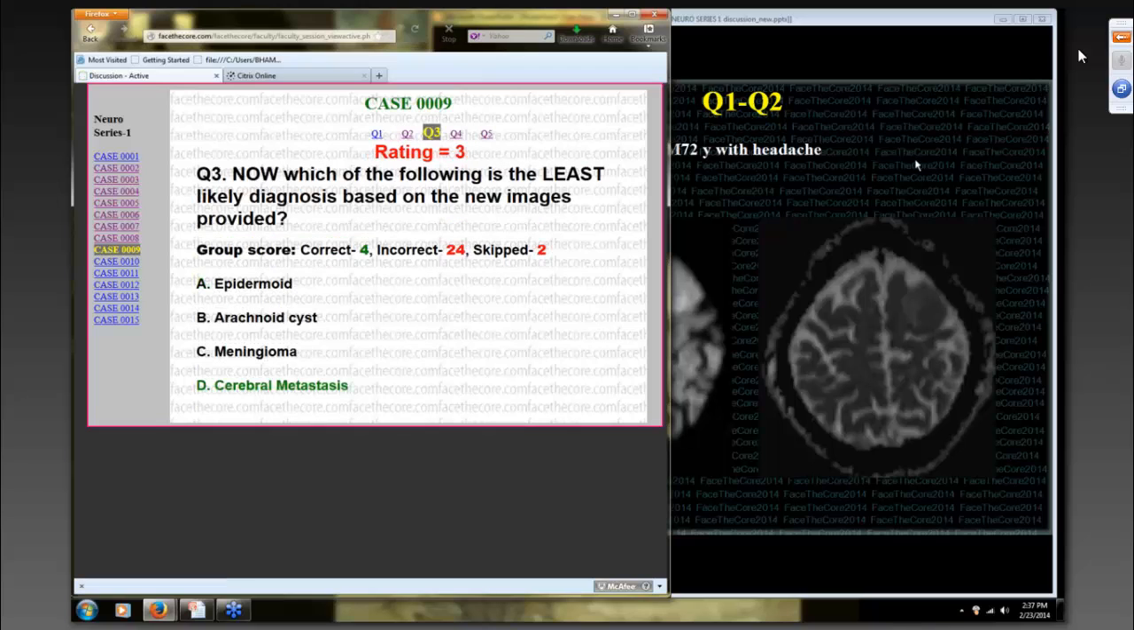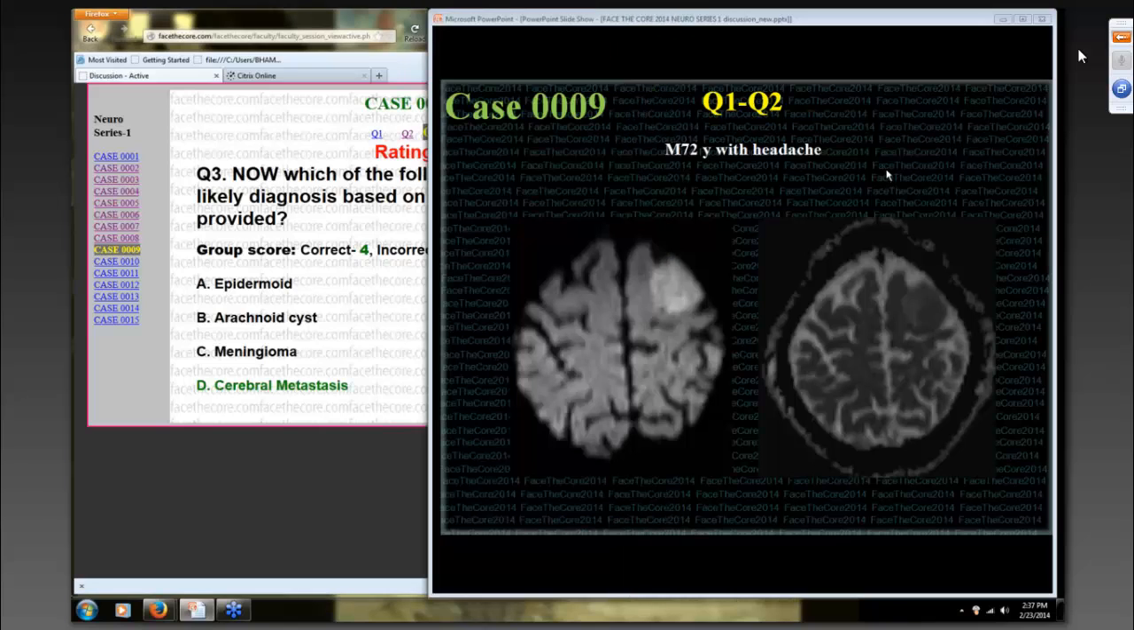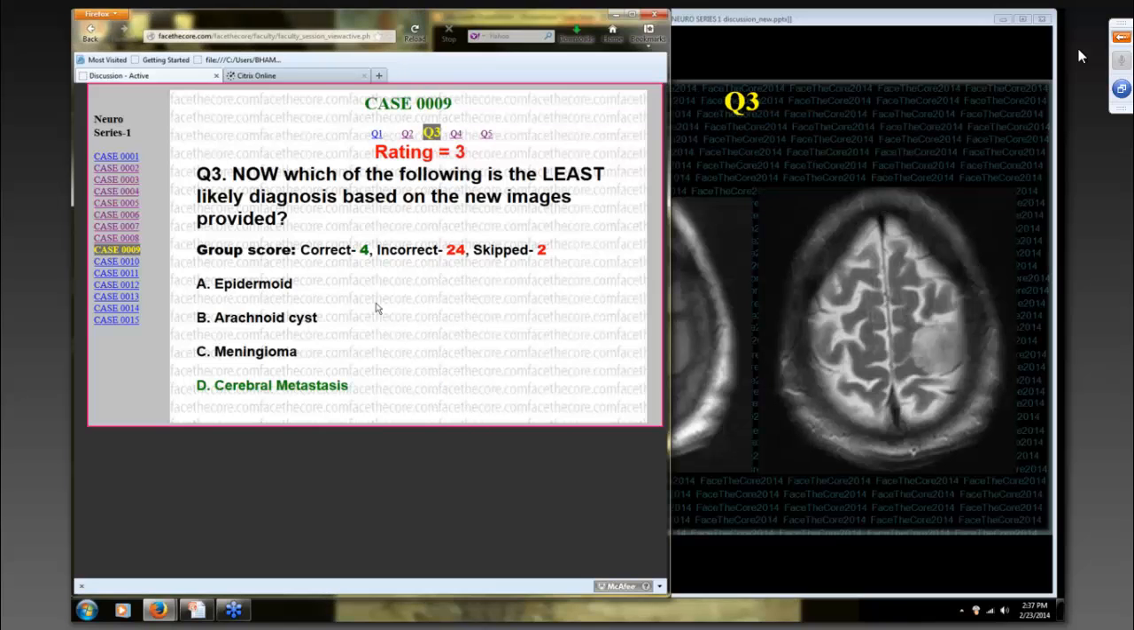Some of the lesions are showing a peripheral rim of small diffusion restriction, but that's not really significant or diagnostic in these cases. And then the question is, based on whatever is given, like the diffusion images and also the T1, T2 weighted images, the least likely diagnosis based on the images would be a cerebral metastasis.